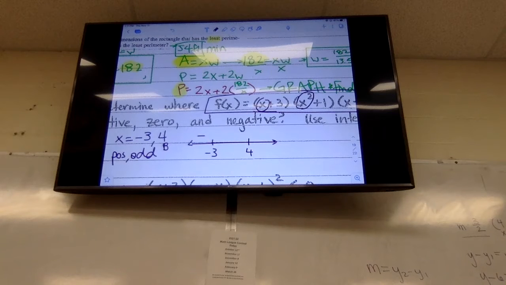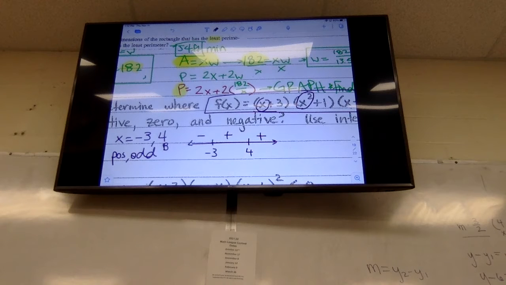Then it crossed over my axis. Negative 3 was a normal zero, so then it goes to the positive side. And then you guys told me that 4 bounces. So after 4, is it going to be on the positive side or below on the negative? Positive, because it bounces and it's going to stay on the positive side.